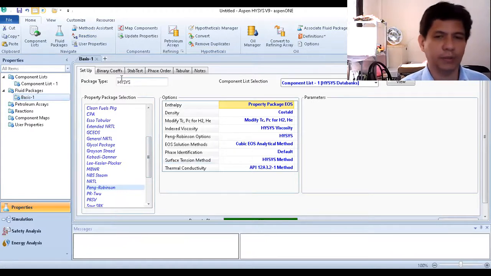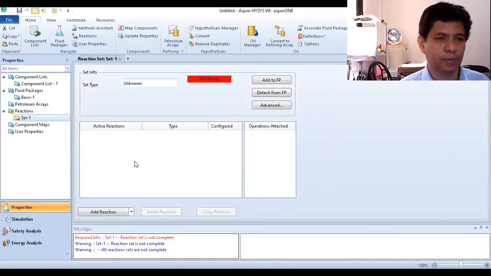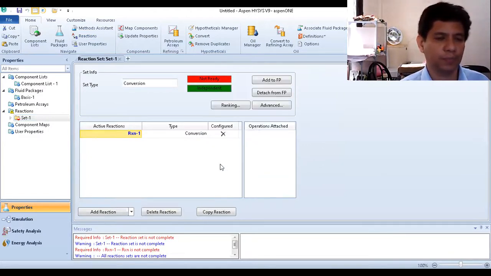Okay. And then since this is a reactor, we need to add the reaction. So I'm going to click reactions. Okay, and then click add reaction. This is a conversion reactor. Combustion reactor is a conversion reactor. So add reaction and close this window. And then click reaction 1.